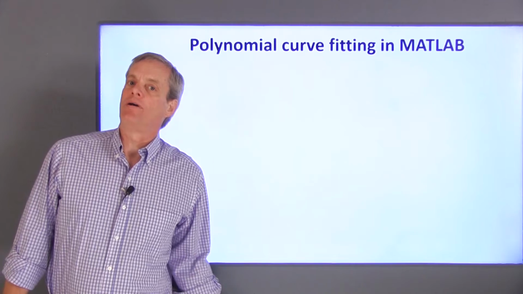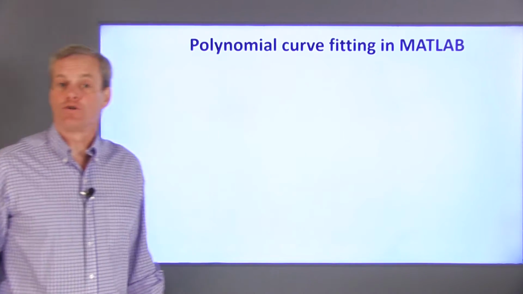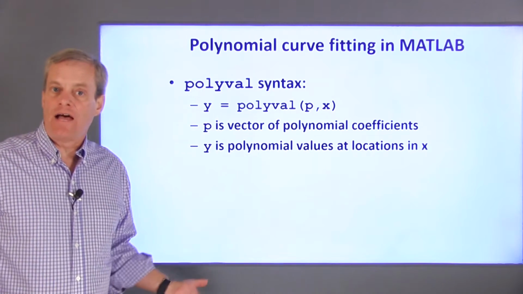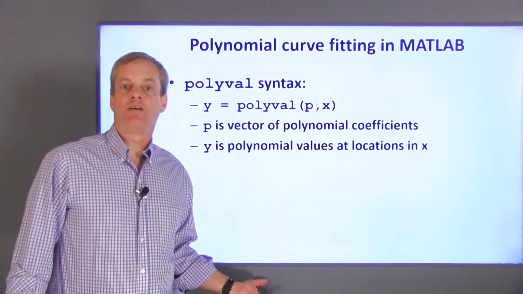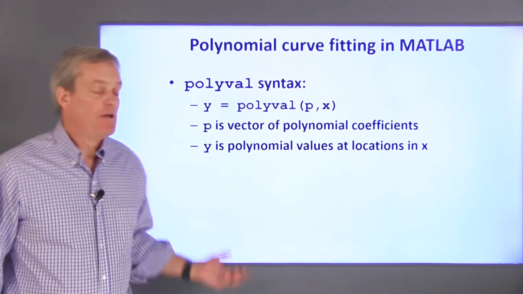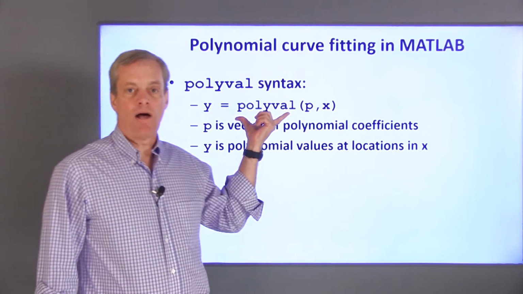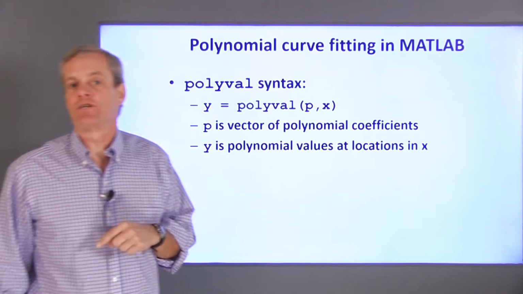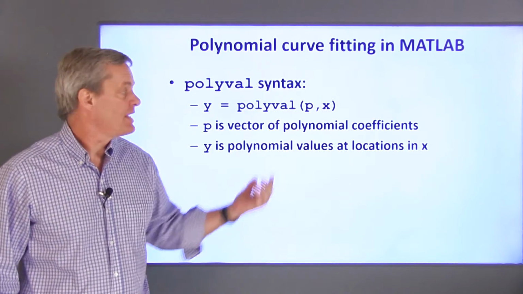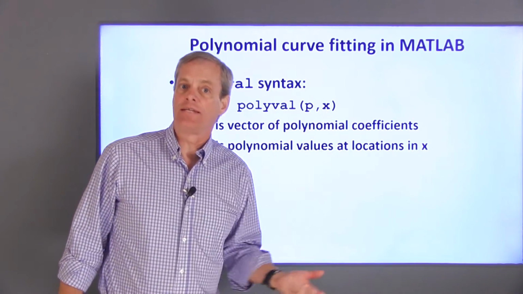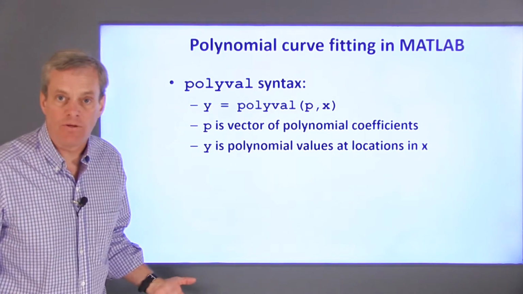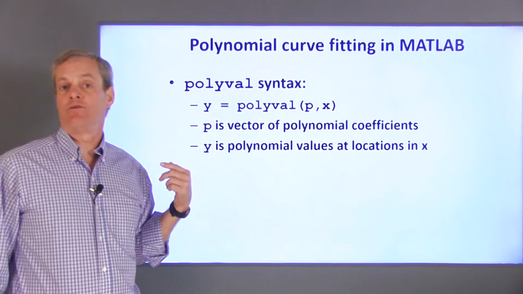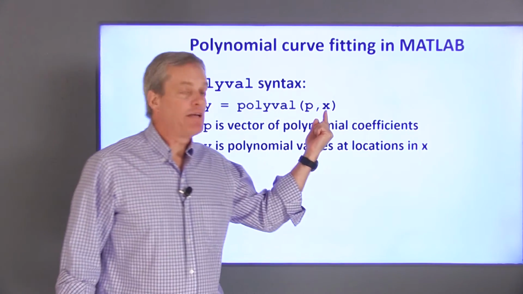Now let's talk about polynomial functions that are useful for curve fitting. The polyval function determines the value of a polynomial at a specific value of the independent variable. The syntax is y is equal to polyval of p comma x, where p is a vector containing the polynomial coefficients and x is an array containing the values of the independent variable. The function returns an array y, which corresponds to the values of the polynomial at the values given in the array x.